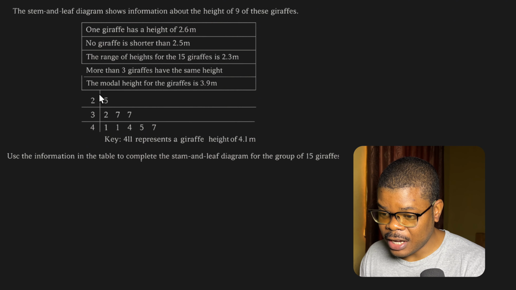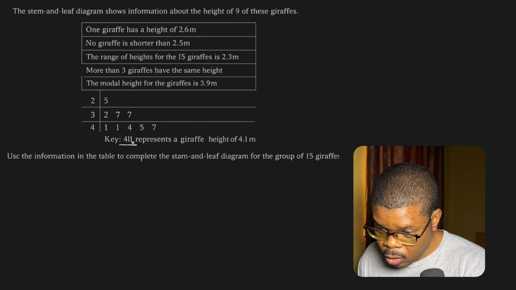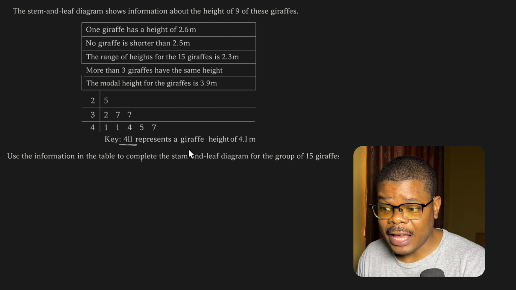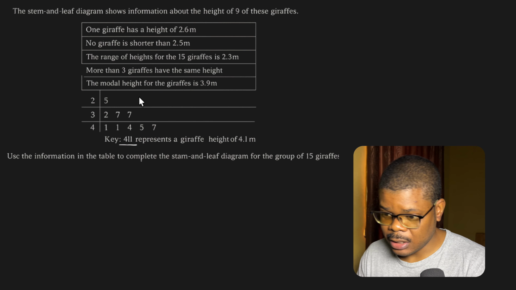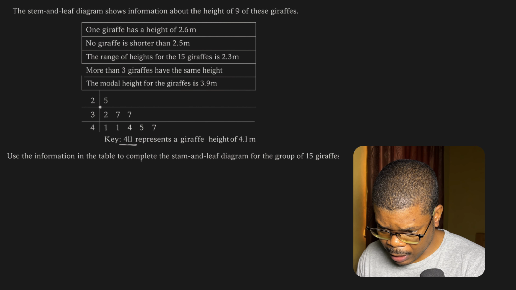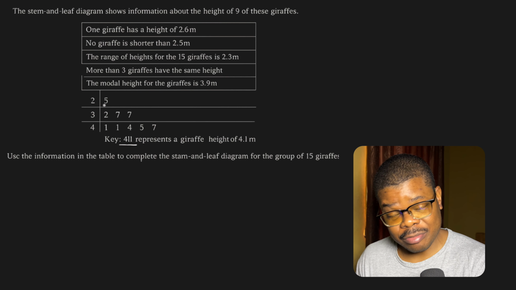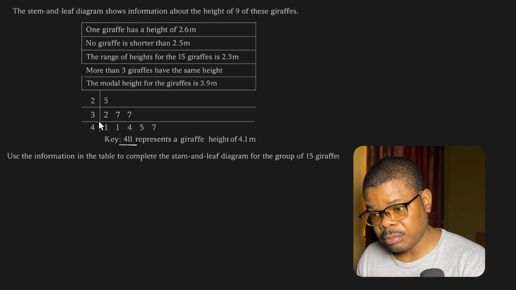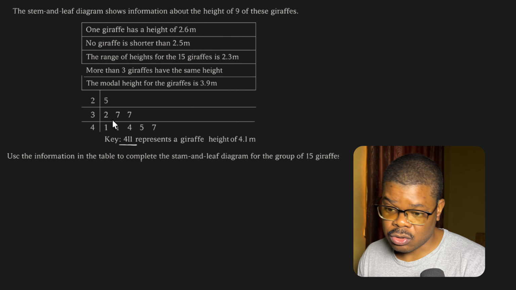So we have the leaf diagram here. And we have a key, a very important key. It shows that 4 bar 1 represents a giraffe's height of 4.1 meters. So that means that this 2 bar 5 we have here means 2.5 meters, and then 3 bar 2 is 3.2, then 3 bar 7 is 3.7, 3 bar 7 is 3.7 again, and so on and so forth.